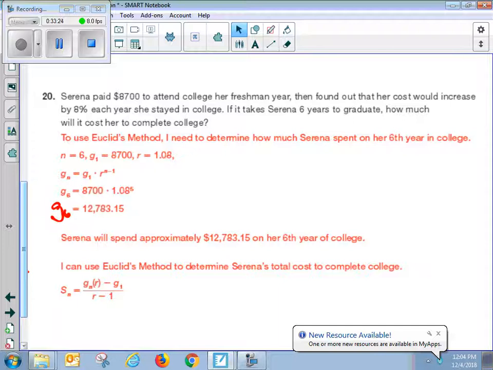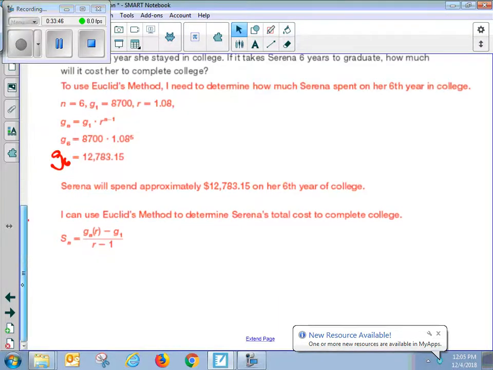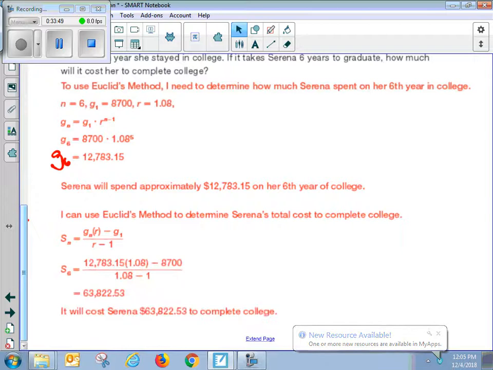Okay, so the first thing I did for you with my math is I found the value of the last term. So my last term, the last year there is costing her $12,000 and change. That's just her last year. Is that the sum of all the years? No. What would you do then? Plug it in. So to finish it off, here is the plug-in to give you how much the college tuition was going to cost over the 6 years.